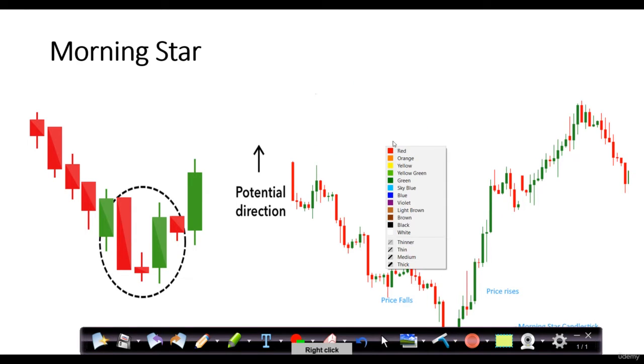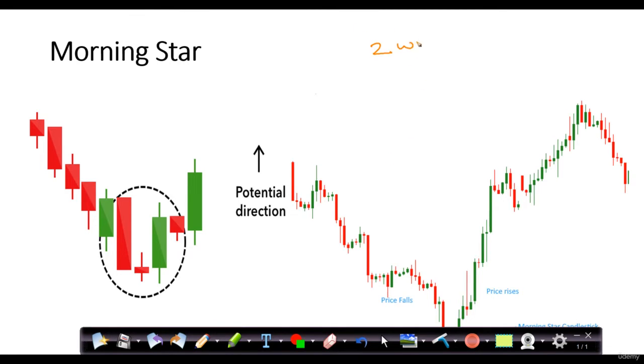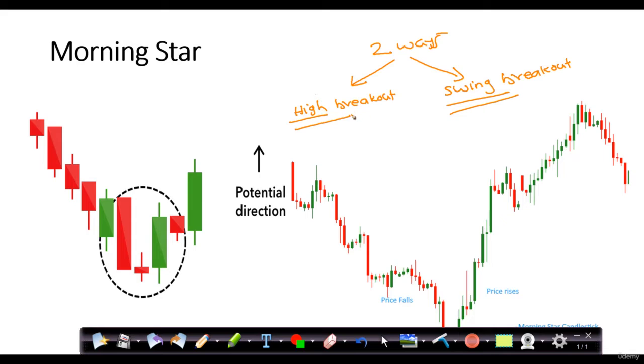There are a total of 2 potential ways to trade the morning star. Let me explain again. First way is, as we discussed, the high breakout, meaning the morning star candle high breakout. And second is, after seeing the morning star, just wait and check for the swing breakout. Now you can ask me what is meant by swing. Just bear with me for a minute. I will explain what is meant by swing breakout and what is meant by high breakout.